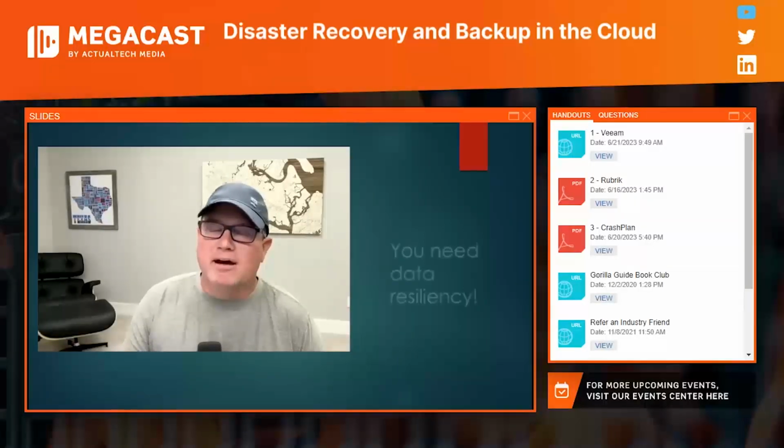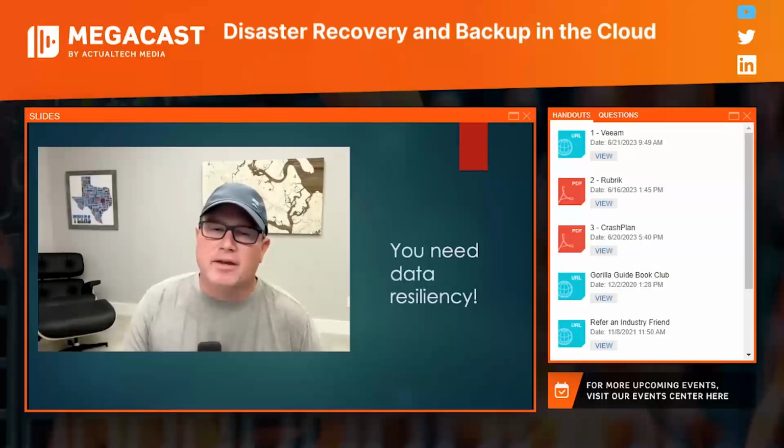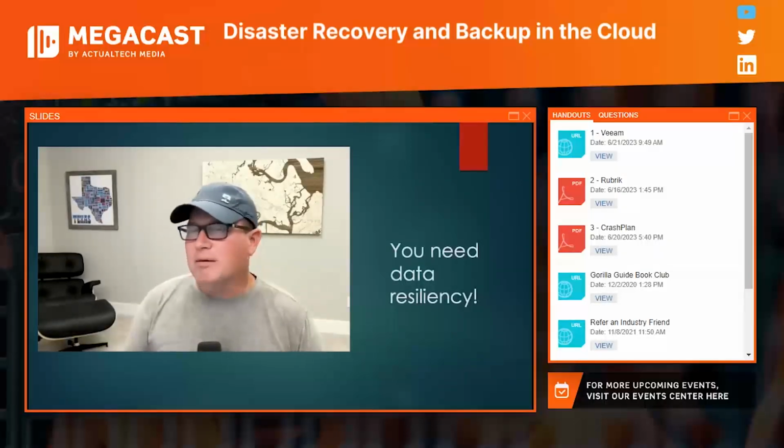And of course, you also want to make sure that you have data redundancy on premises. I always want to point that out because you never know when you're going to be hit by ransomware, and you might be able to recover quickly on premises, but if not, you always can recover back to the cloud.